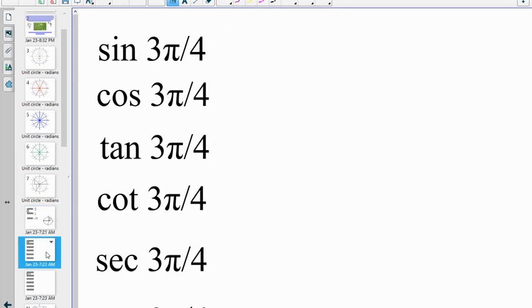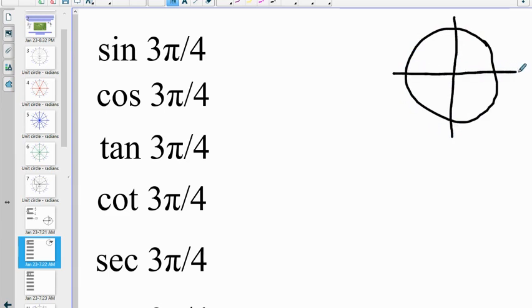Let's increase the level of difficulty a little bit. Let's go to a non-first quadrant angle, and we'll throw in the reciprocal relationships here as well. I'll make a quick sketch of my unit circle, as I'm sure many of you are doing as you're working through this, or maybe you just have a unit circle drawn out that you refer to as you do these problems. Here we go. I'm thinking 3 pi over 4.